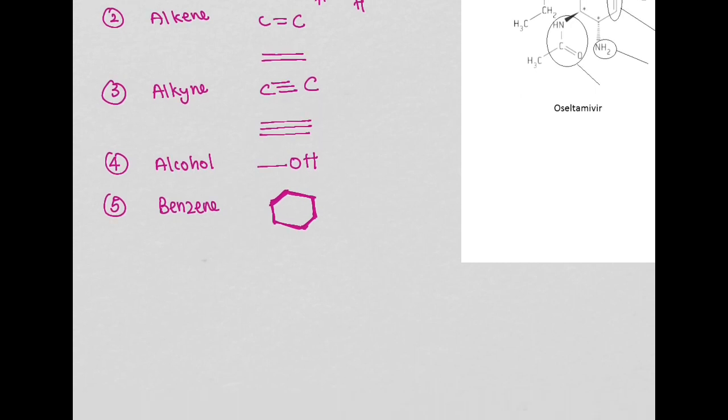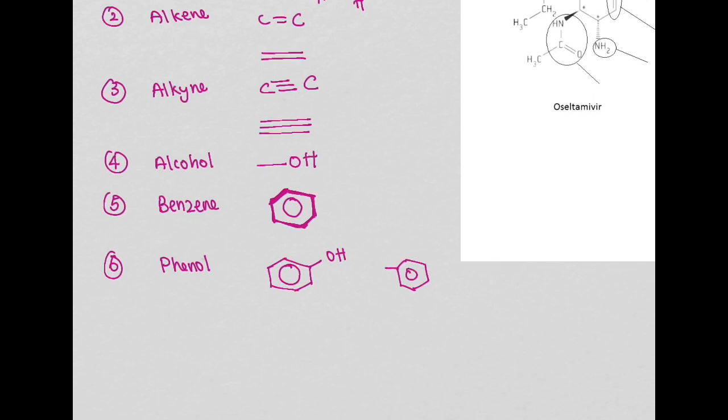If you have a benzene ring and an OH together, this is called a phenol. So benzene ring with an OH, this is called phenol. Now this OH could be anywhere. It doesn't matter, the position of the OH could be here, or it could be here. It doesn't matter as long as you have a benzene ring and an OH.